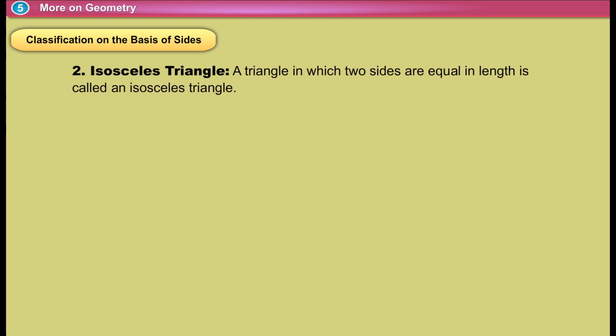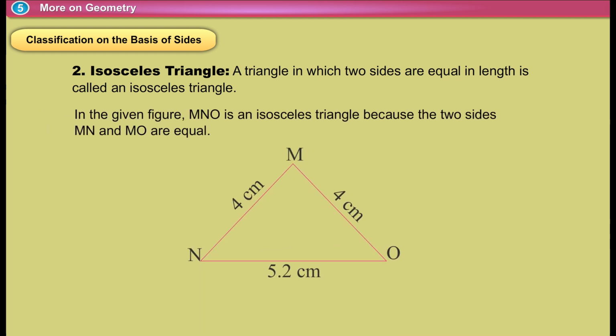2. Isosceles triangle. A triangle in which 2 sides are equal in length is called an isosceles triangle. In the given figure, MNO is an isosceles triangle because the 2 sides MN and MO are equal.